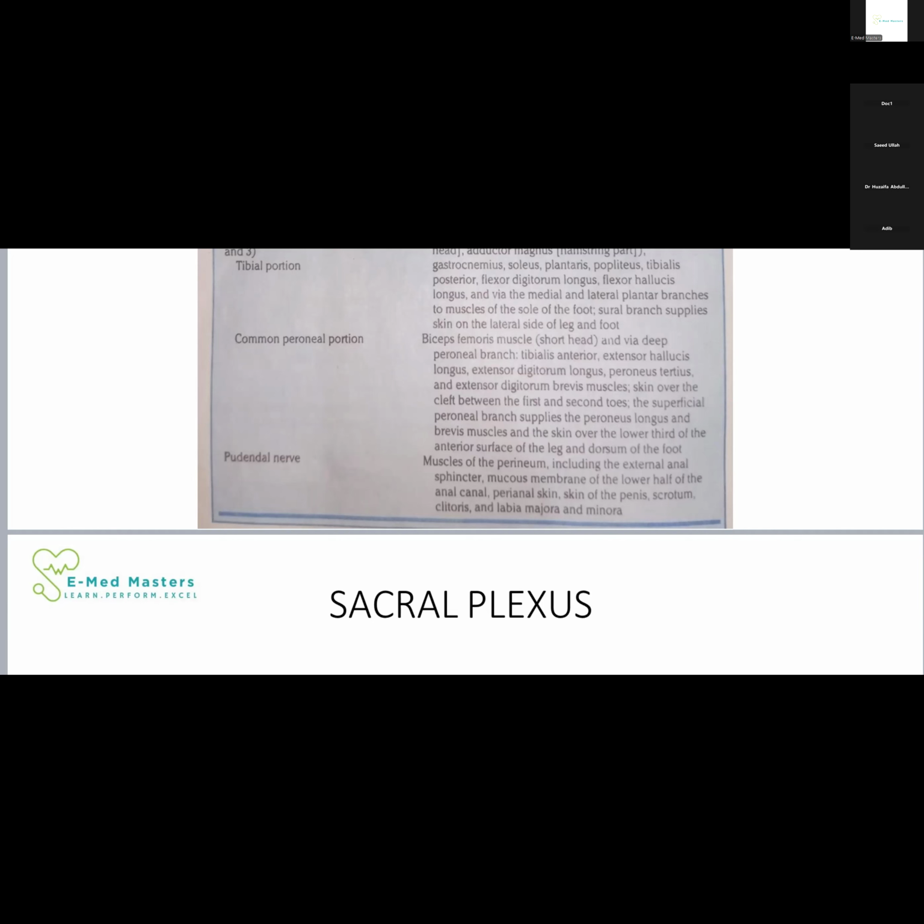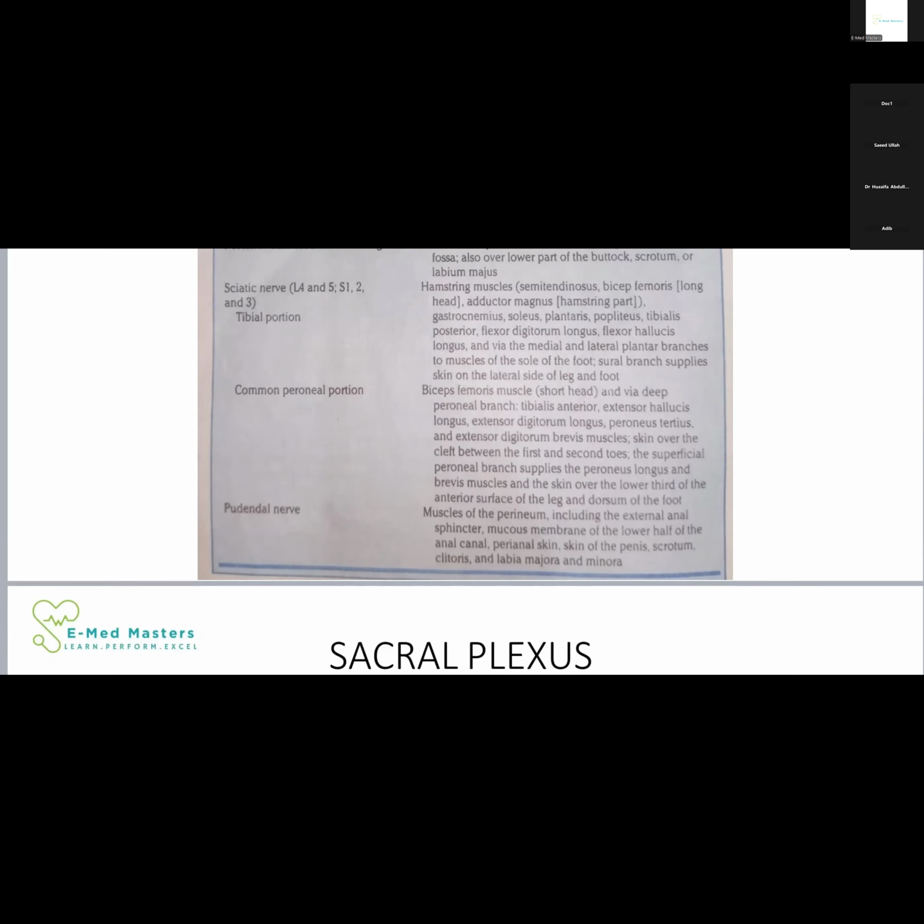The superficial peroneal branch supplies the peroneus longus and brevis muscles and the skin over the lower third of the anterior surface of the leg and the dorsum of the foot. How to remember it? The common peroneal nerve has two branches, the deep peroneal nerve and the superficial peroneal nerve. The deep peroneal nerve supplies the anterior compartment of the leg, and the superficial peroneal nerve supplies the lateral compartment of the leg. The anterior compartment involves tibialis anterior, extensor hallucis longus, extensor digitorum longus, peroneus tertius, and extensor digitorum brevis muscle, and the cutaneous nerve supply to the cleft between the first and second toe.